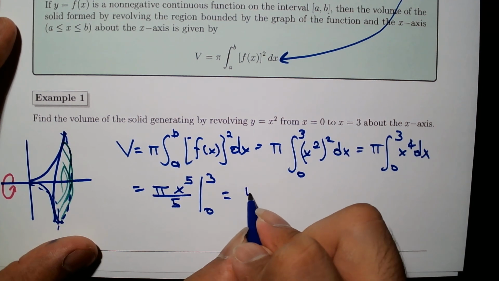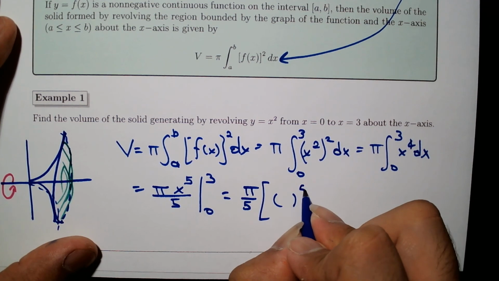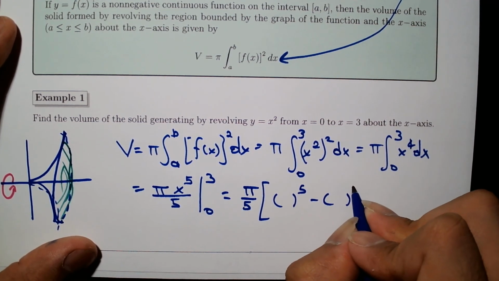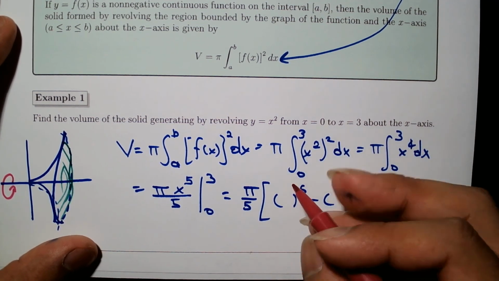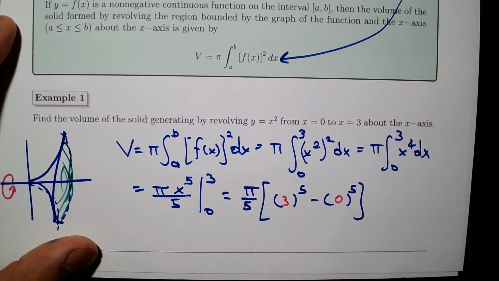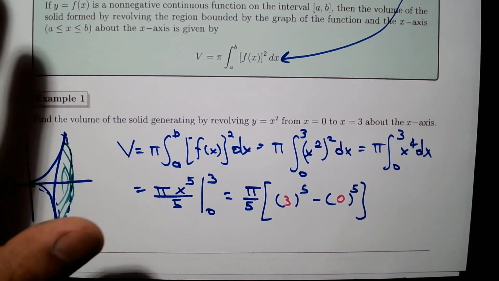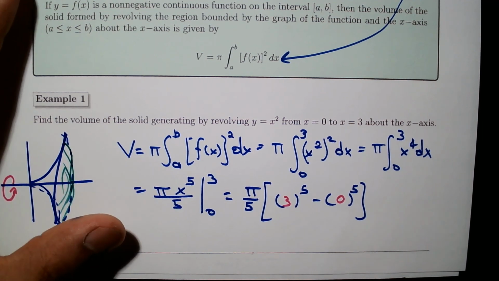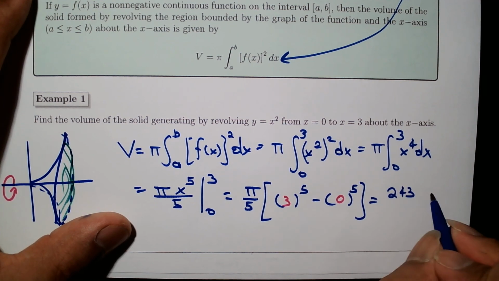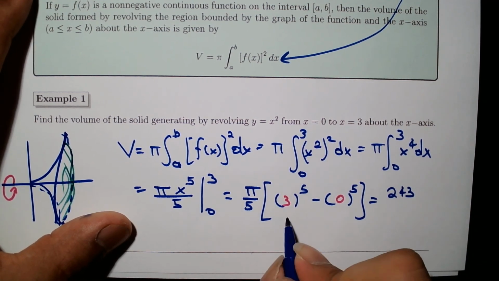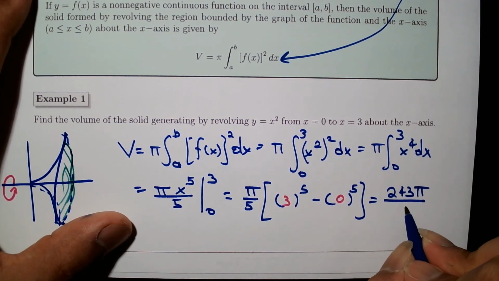So all we do is upper minus lower. That is 3 to the 5th power minus 0 to the 5th power. So 3 to the 5th power, that's going to give us a big number. That's 243. 243 minus 0 is just 243. That multiplies pi over 5.